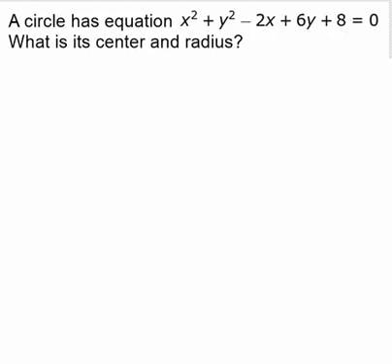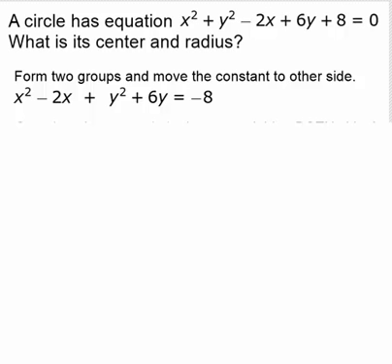In our second example, we have a circle with given equation x squared plus y squared minus 2x plus 6y plus 8 equals 0. We want to find the center and radius, which means we want to find the standard form of this circle. To do this, we're going to need to get the x and y groups into perfect squares, which means we're going to have to complete the square on both x and y.